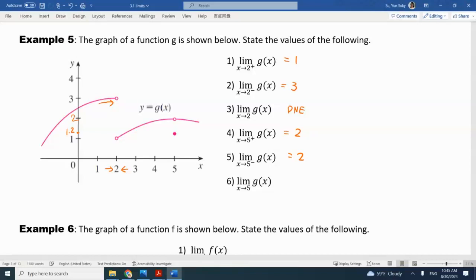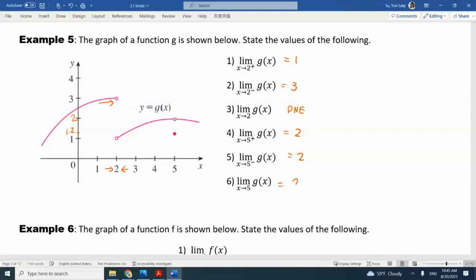And how about the limit when x goes to 5? You're getting close to it. Does not exist? Do you see the left side and the right side match? Yes? So it's 2. So the limit is 2.